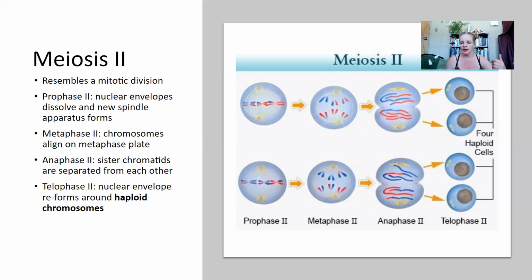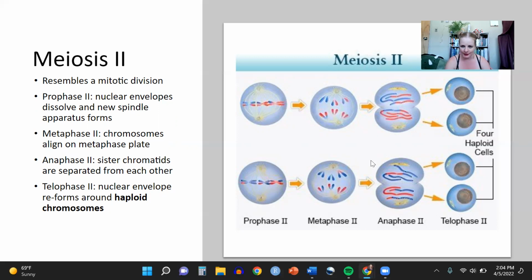So we're going to end up with 4 haploid daughter cells that are genetically distinct from each other and from their parent. And I think my battery is going to die, so I'm going to pause this for just a second and plug in my computer.